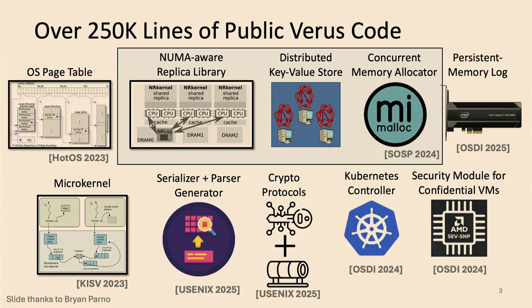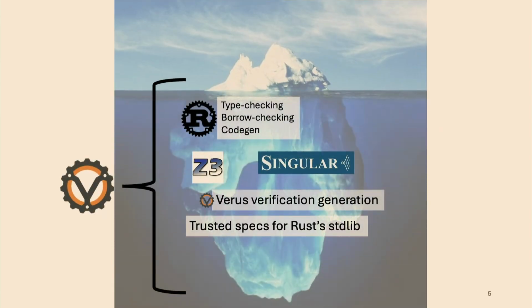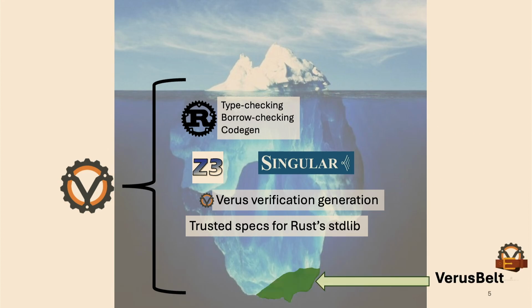So with so much code relying on Verus, we might wonder, is Verus itself actually correct? And in fact, there's quite a lot in the trusted computing base of Verus, including Rust itself, the theorem provers that Verus relies on, Verus's own verification generation, and its trusted specifications for the Rust standard library. So our goal in this project is to begin chipping away at the bottom of this iceberg with soundness proofs, though we're not going to be focused on any of these things in the slide right now. Instead, we're going to be focused on one of Verus's more unique features, which are called the proof-oriented types. So let me start by telling you what those are.